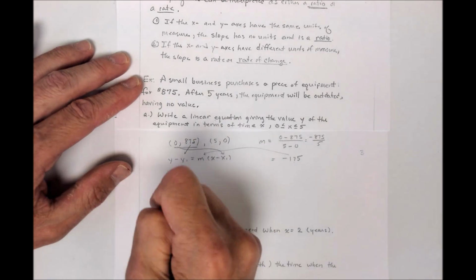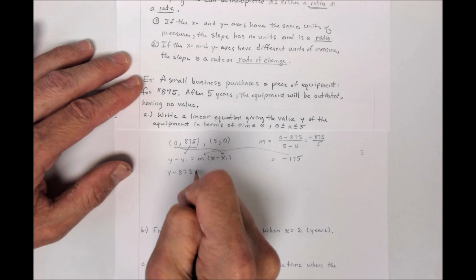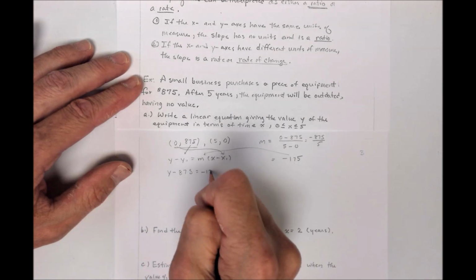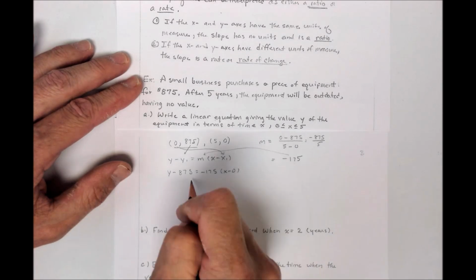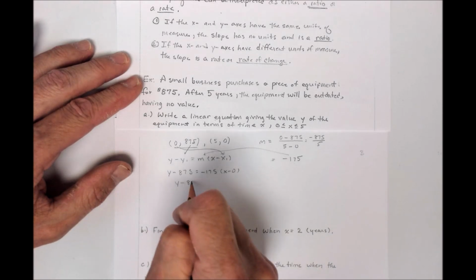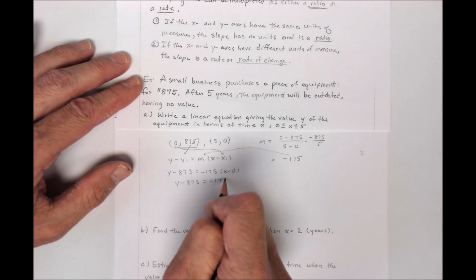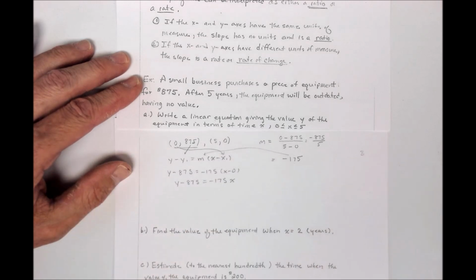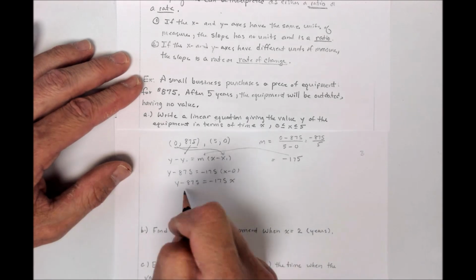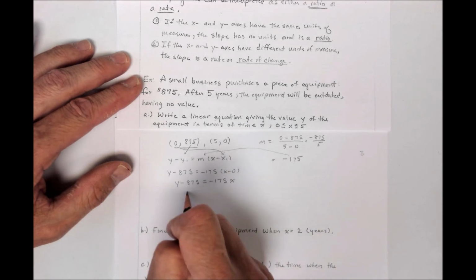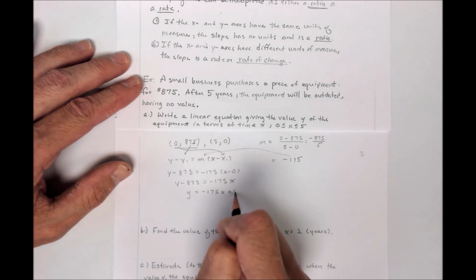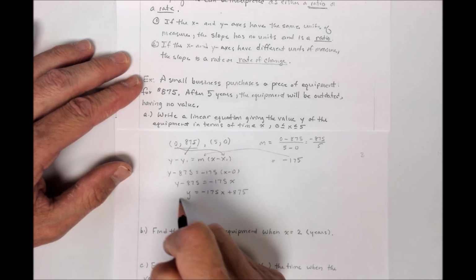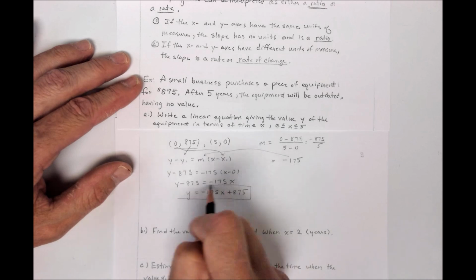I have y minus 875 is equal to negative 175 times x minus 0. Of course, x minus 0 is x. So I have y minus 875 is equal to negative 175x. And because it asks for the equation giving the value y, I'm going to isolate the y. I'm going to add 875 to both sides. And this is the answer to part A. This is the equation that they're asking.